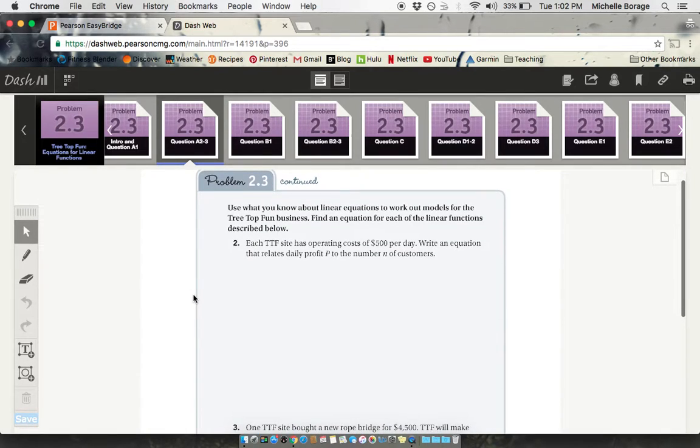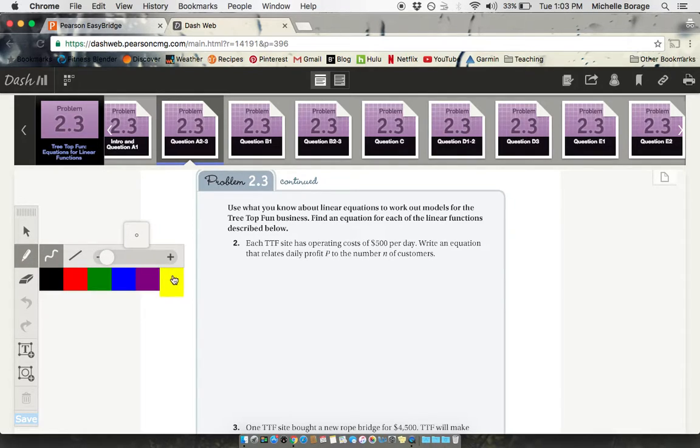Alright, so on A2, we're going to be doing the same thing. We're going to work out a model or an equation for this description below. So A2 says each treetop fun site has operating costs of $500 per day. Write an equation that relates the daily profit to the number n of customers. Okay, so in this one, I want you to think about the fact that they're still making that $25 per customer. But now they also have this cost of $500 per day.